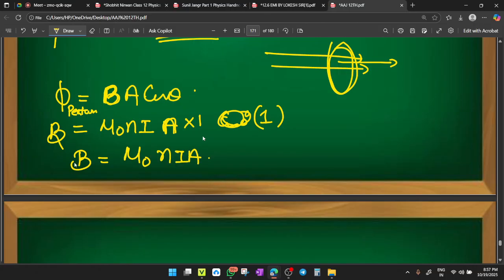Sorry, it is phi. Why have I written B here? Yes, this was phi. This is phi per turn. Clear?